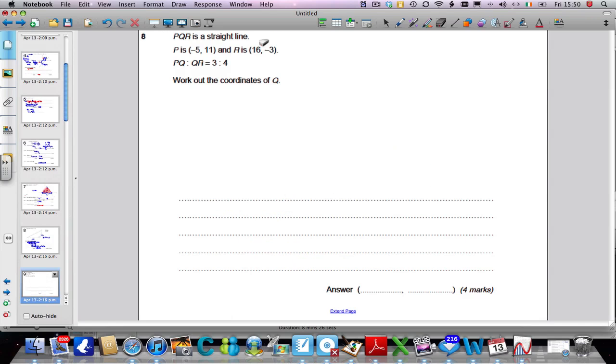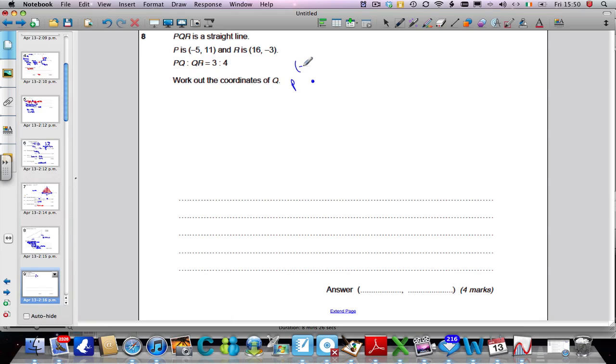Let's keep going. PQR is a straight line. P is this point here, and it tells me the ratio of the distance from PQ to QR is 3 to 4, and we're asked to work out the coordinates. Now before you dive in and start working this out, the best thing you can do is draw yourself a little diagram. So I did a little diagram like this.